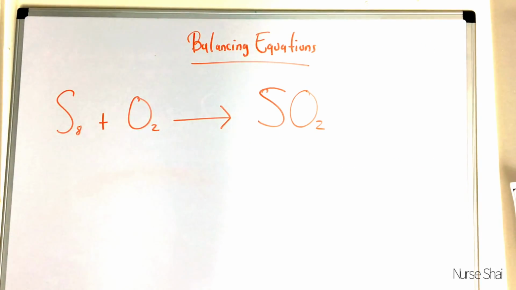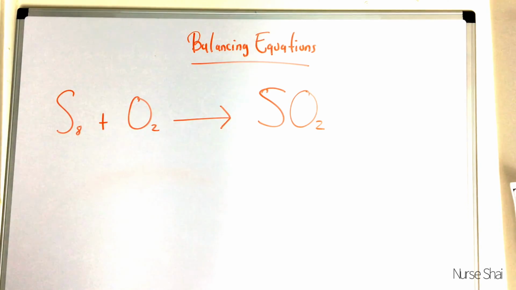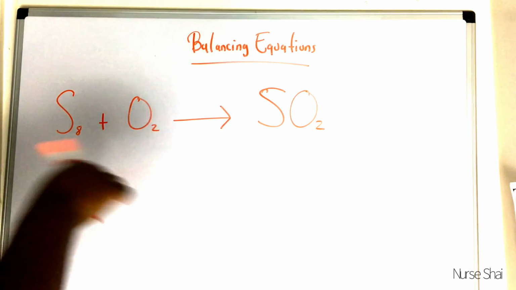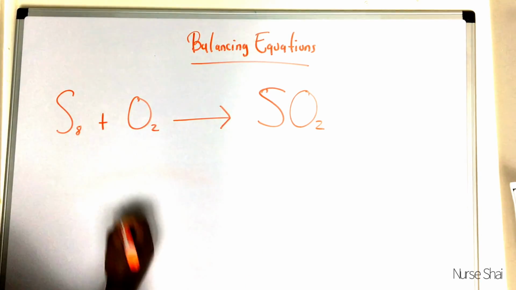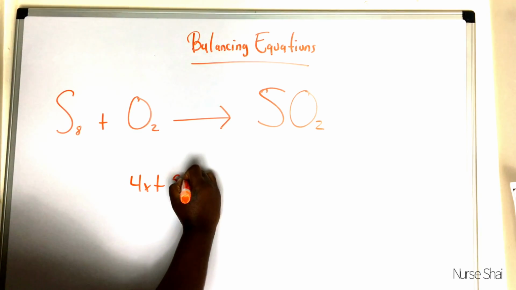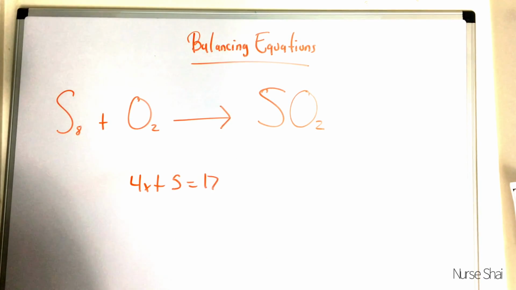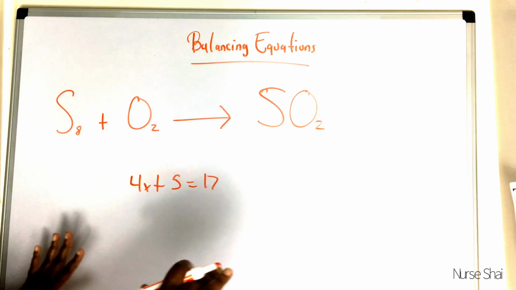Alright guys, balancing equations. Now, it's very, very similar to doing algebra. Don't let these element representations fool you. It's the same thing as if you were doing a problem like 4x plus 5 equals 17. And that's how you have to look at chemistry equations, like algebra.